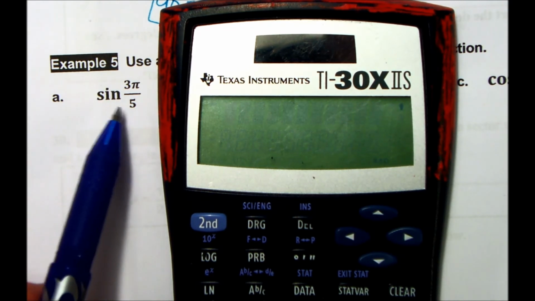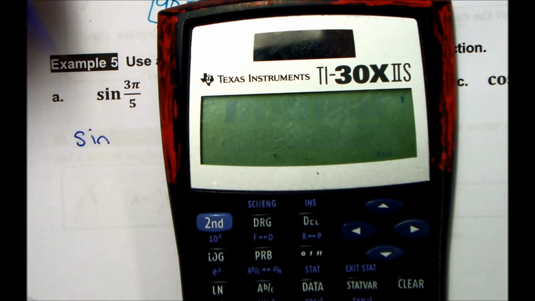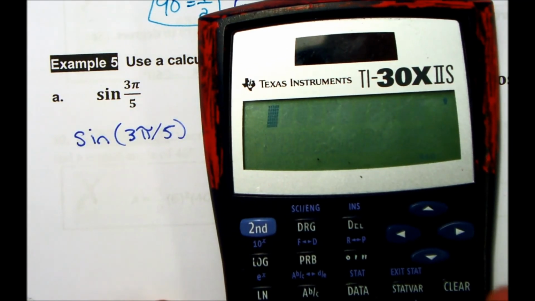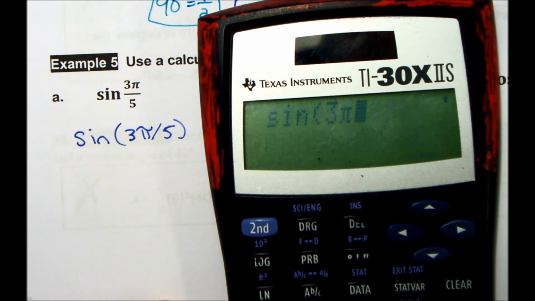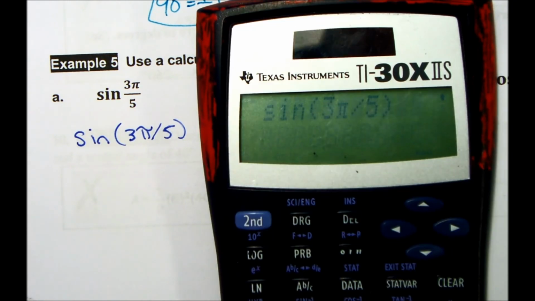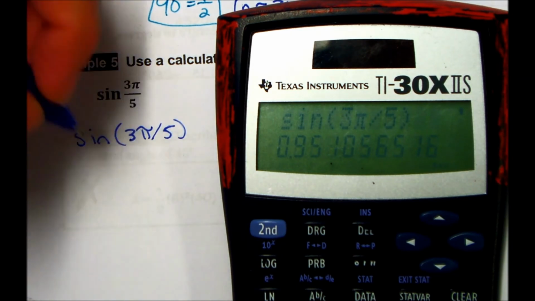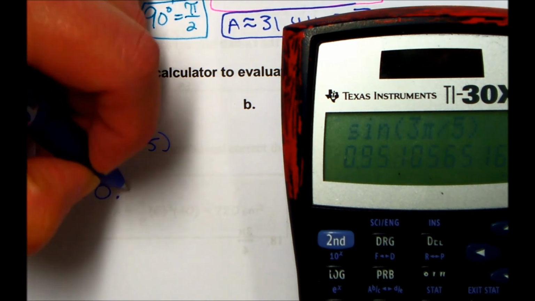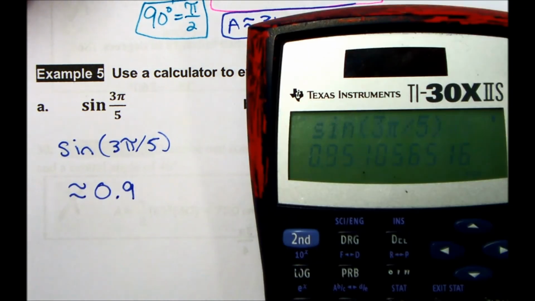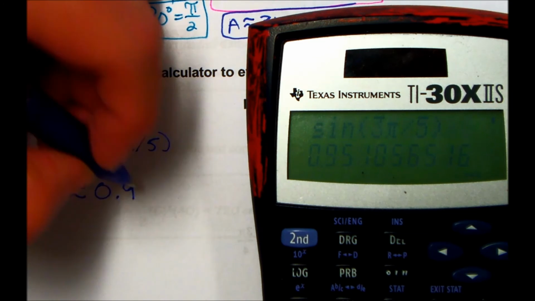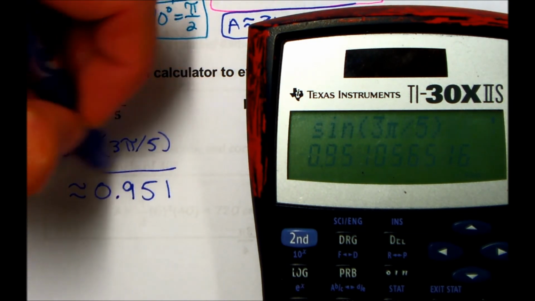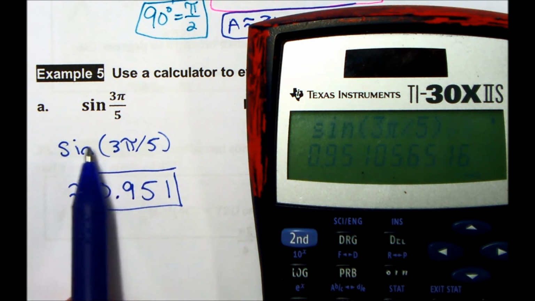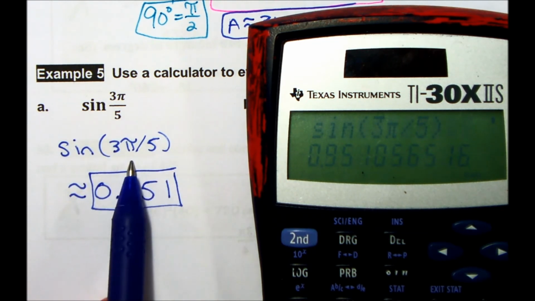Now we're going to type in sine, and then we want to make sure we put the 3 pi over 5 in parentheses. So sine 3 pi divided by 5. Close my parentheses, hit my equals, and I get my sine is approximately, so I'll put it underneath, it's approximately 0.951. It doesn't tell us what to round to, so we're going to go to 3 decimal places, to the thousandths. So we just found the measure of sine 3 pi over 5 radians.